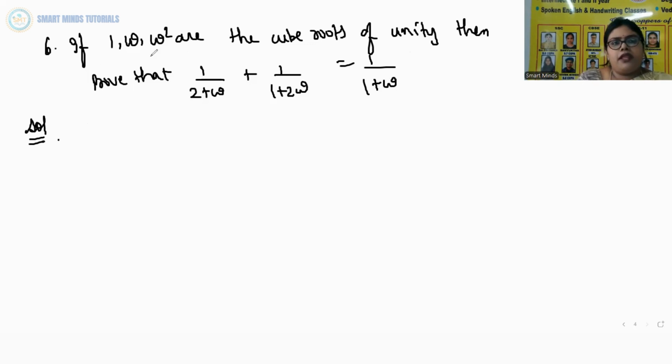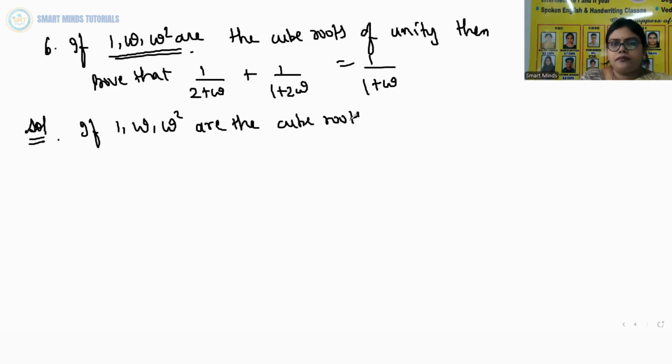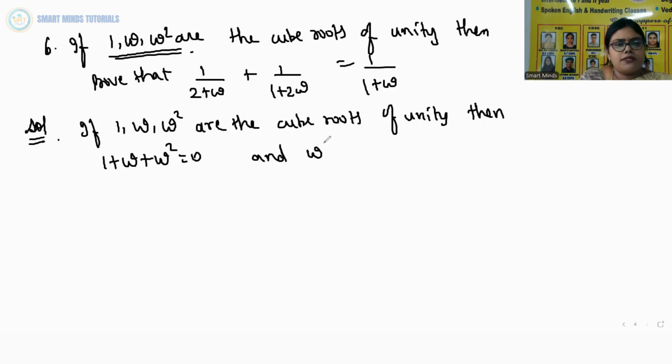Whenever any problem is related to omega, you first write one statement: if 1, omega, omega square are the cube roots of unity, then we can have two statements. 1 plus omega plus omega square is 0 and omega cube is equal to 1.